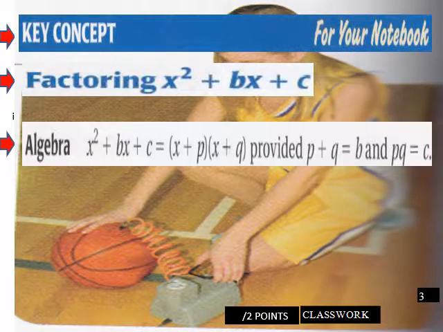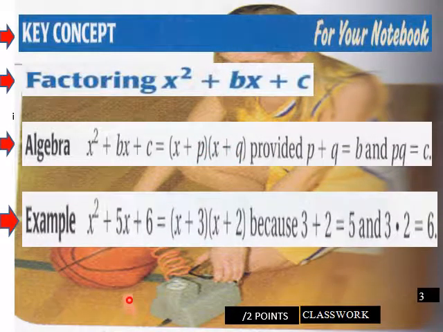Okay, factoring x squared plus bx plus c. (x plus p)(x plus q), this is what we're going to assign. p plus q equals b, and pq equals c. For example, here we have this trinomial, this is it factored, and then 3 plus 2 is 5, so that's your b member, and then 3 times 2 is 6.